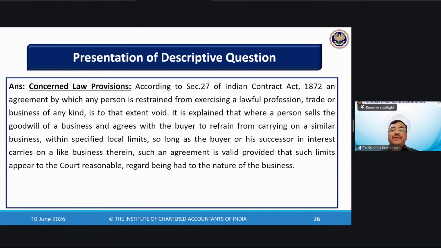So at this point, we have completed unit number 1, unit number 2, unit number 3, unit number 4. Unit 1, fundamentals. Unit 2, consideration. Unit 3, other essentials. Unit 4, performance of the contract. Almost 40% of Chapter 2 we have already completed. Please revise all these 4 units. In the next class, we will discuss unit number 5.